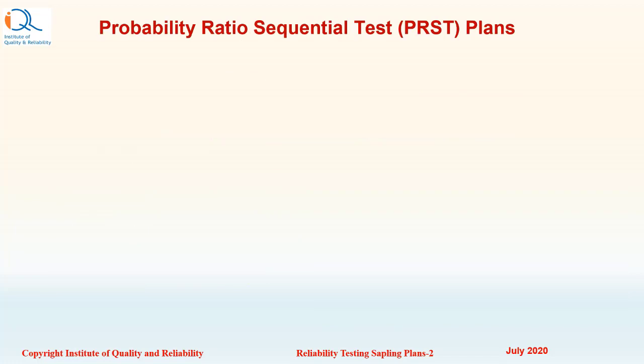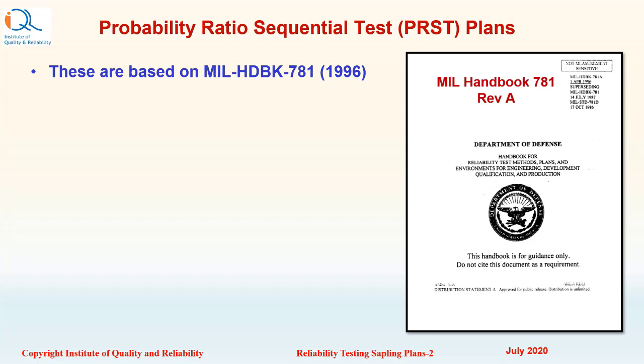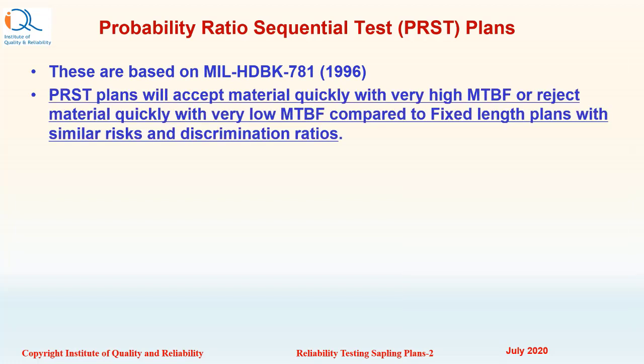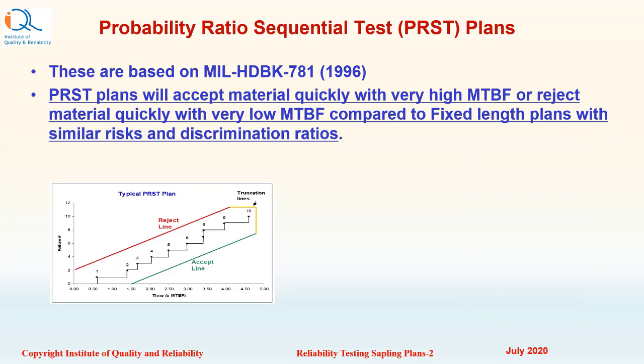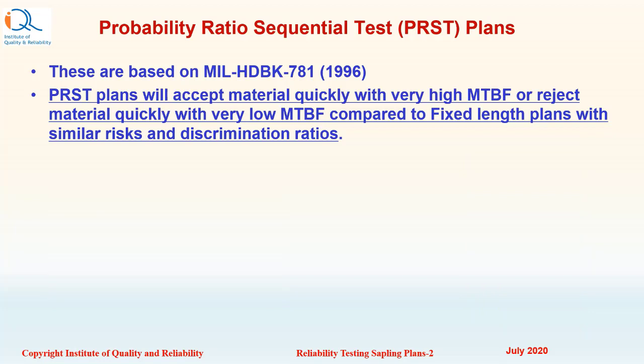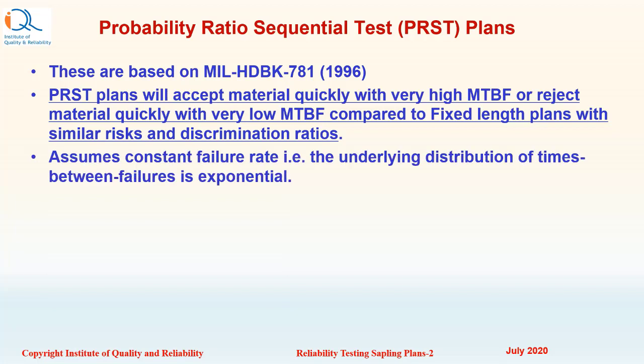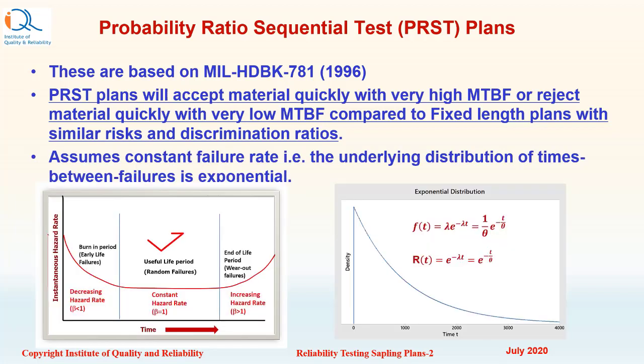Let us understand some more details about PRST plans. As discussed before, these are based on Mil Handbook 781. PRST plans will accept material quickly with very high MTBF or reject material quickly with very low MTBF compared to fixed length plans with similar risks and discrimination ratios. PRST plans assume constant failure rate. That is, the underlying distribution of times between failures is exponential.